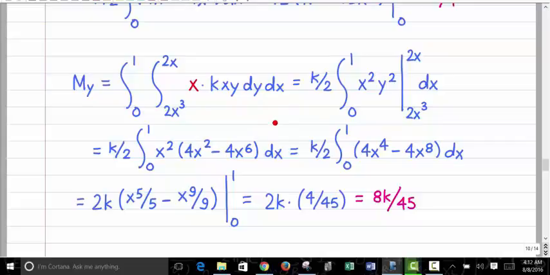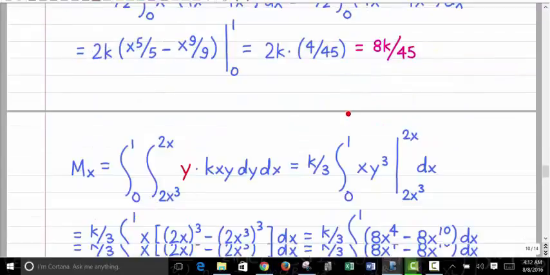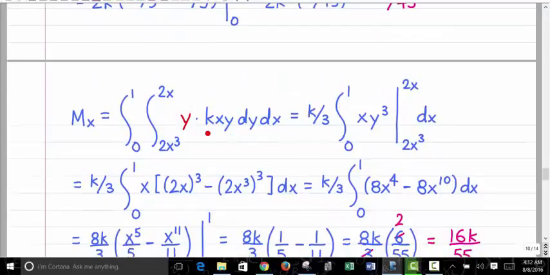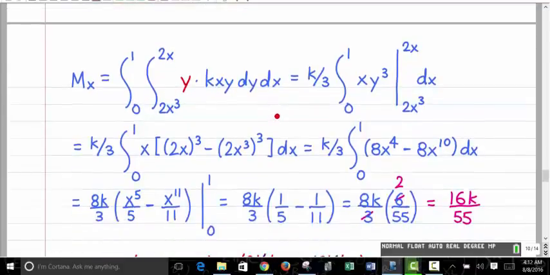All right, so 8k over 45 is the My moment, so for the Mx moment you put the y in there with kxy. And I have, okay, so it's still 2x cubed to 2x, 0 to 1. Nothing really weird here. You're just integrating y squared now. You want to multiply those two y's together, so you get 1/3 y cubed. So I brought the 3 out, put in the 2x and the 2x. Now they're cubed this time. Okay, I skipped a step here. So 8x cubed times x makes 8x to the 4th.